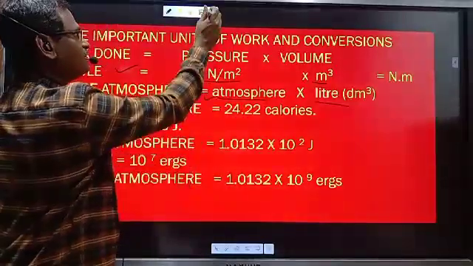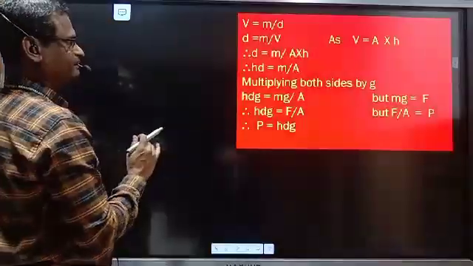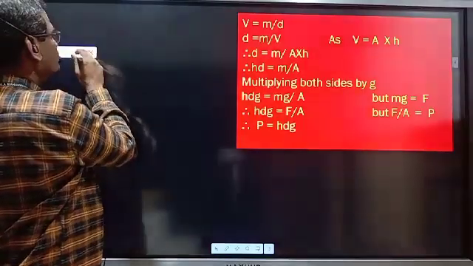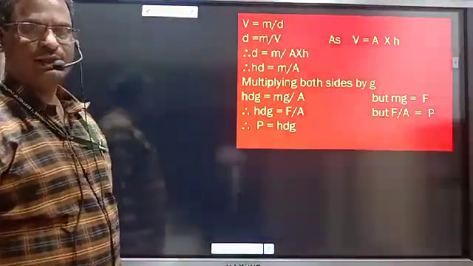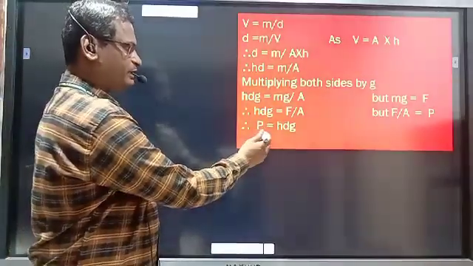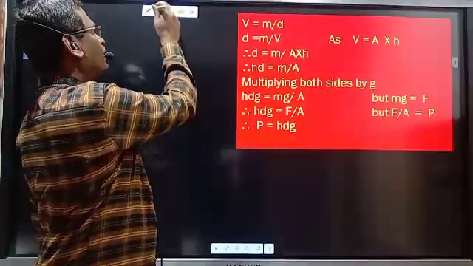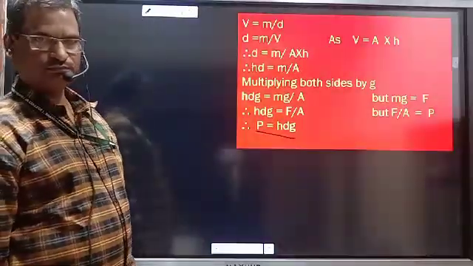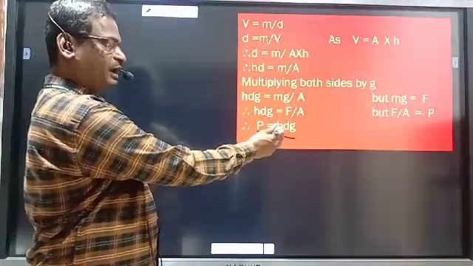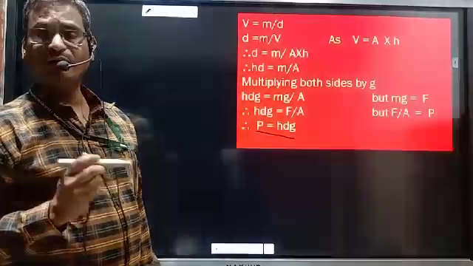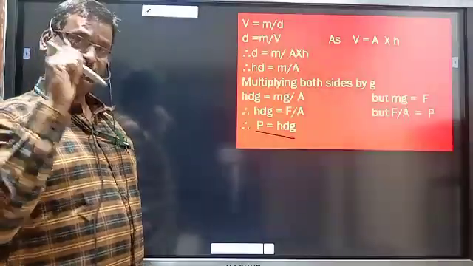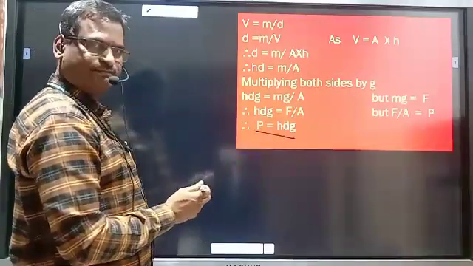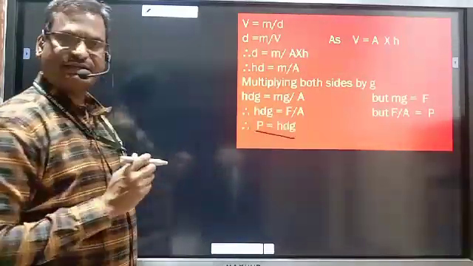So let us consider the conversion of pressure. For conversion of pressure, we must know the basic terms. Pressure is equal to HdG. Why? Pressure is nothing but HdG. H is height of mercury in the mercury manometer, D is density of mercury, G is gravitational acceleration.